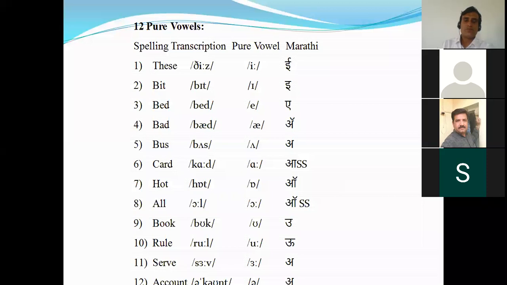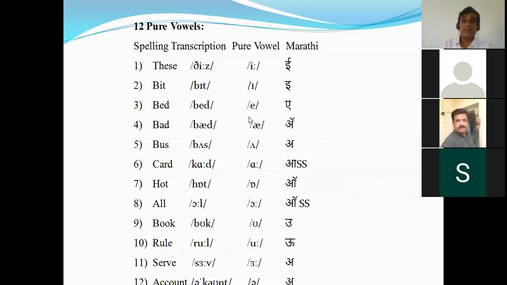Pure vowels are known as monophthongs. Mono means single, that means one, and thong means the lament. See the spelling here: the long E sound is here. When I pronounce B-I-T, it is bit, the short E sound is there.